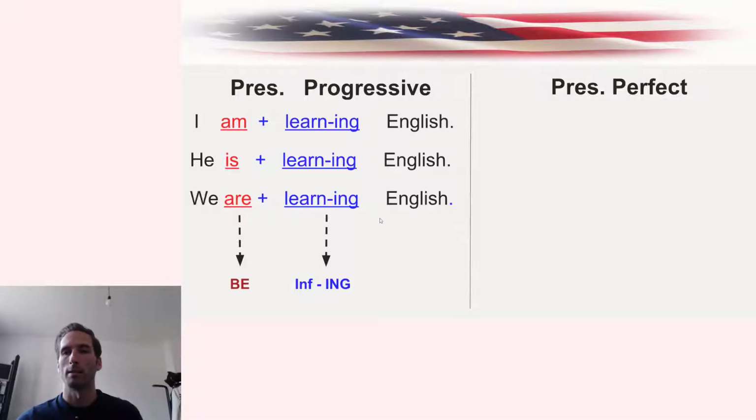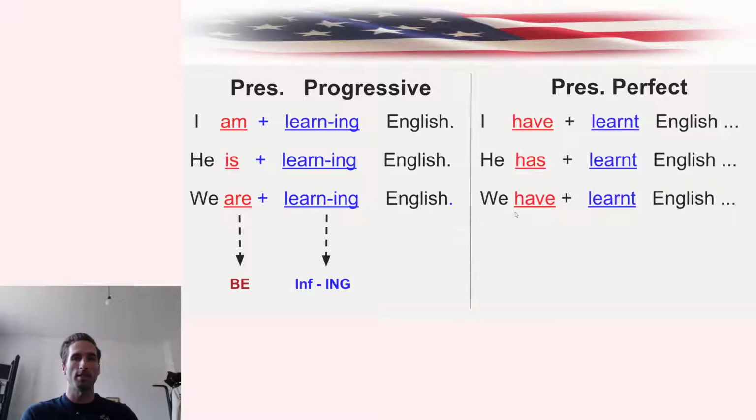Let's go and start with present perfect on the right. I have chosen similar sentences for that. We have I have learned English, he has learned English, we have learned English. As you can see, same pronouns, but we have a very different build-up of the sentence here, very different auxiliary verbs.